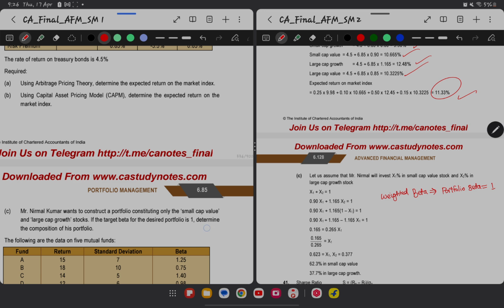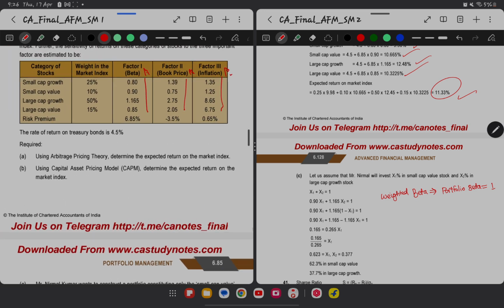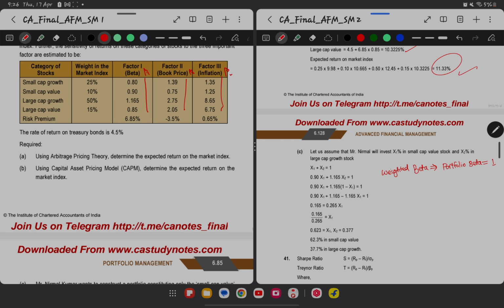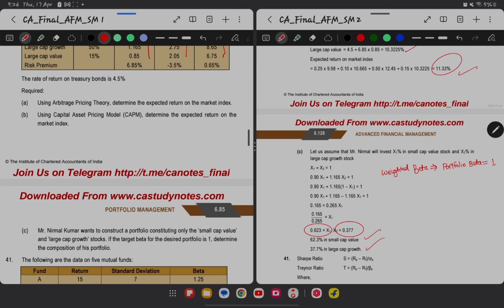So 0.9 multiplied by the weight of small cap value, which is x1, plus 1.165 multiplied by x2 should be equal to 1, which is nothing but the portfolio beta. Now, since only two stocks are involved, x2 will be nothing but 1 minus x1, right? So substituting that, we can arrive at the value of 0.623 for x1 and then 0.377 for x2. So those will be the weights of small cap value and large cap growth for this portfolio having a target beta of 1.